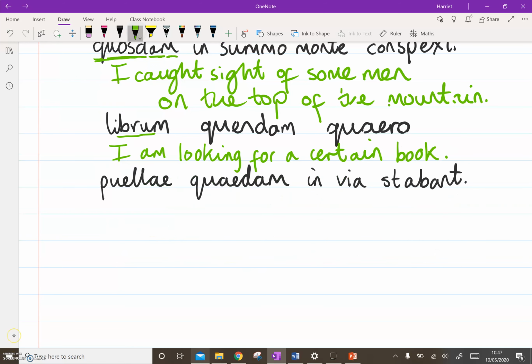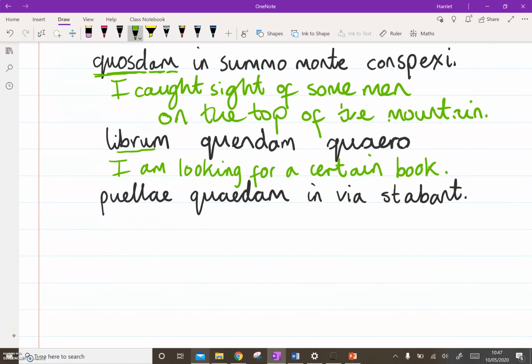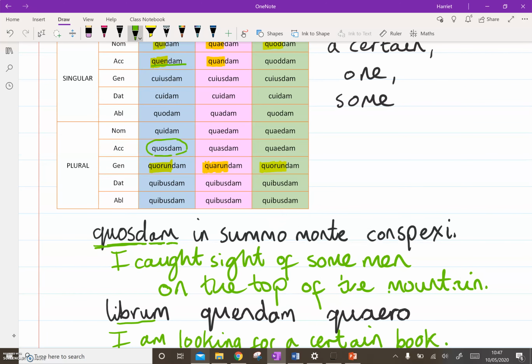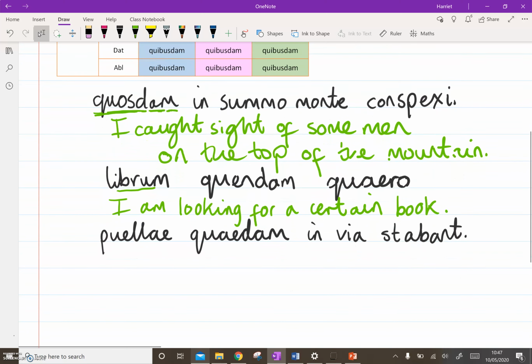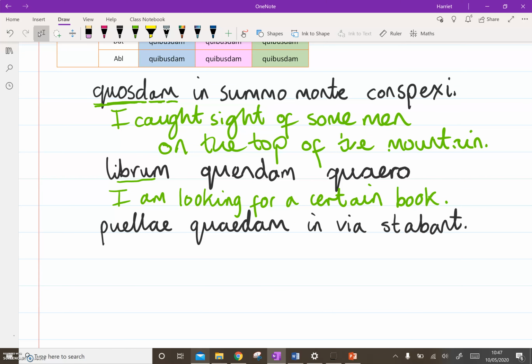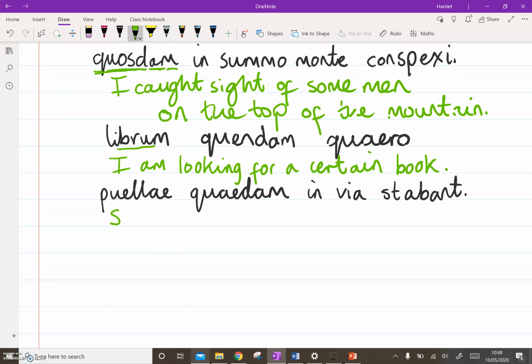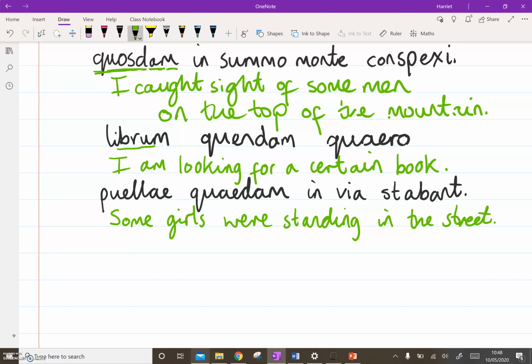Okay, next one. This time we've got a feminine plural version. We've got quidam, which appears here. Okay, we've also got puellae in this sentence, which is feminine and plural, so we're going to assume that those two are agreeing with each other. But because it's plural this time, we need to say some. So some girls, stabant, were standing in the streets.